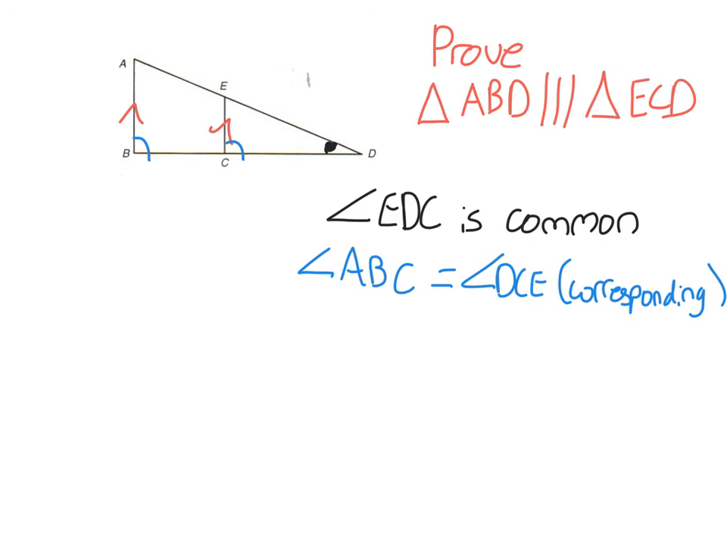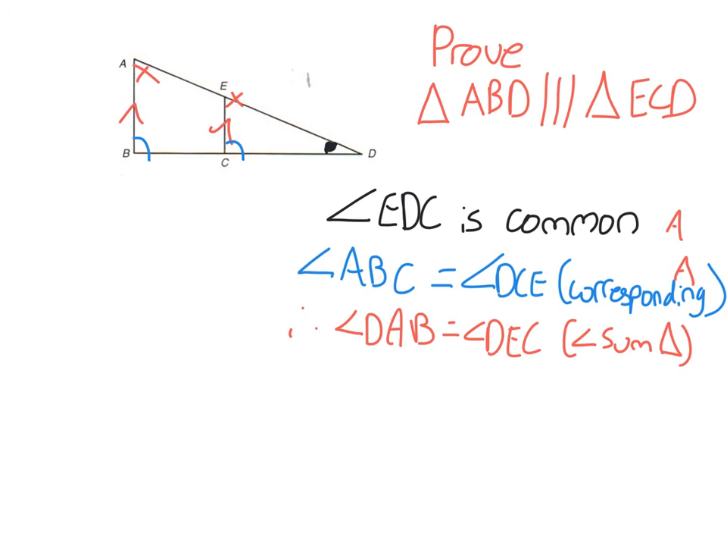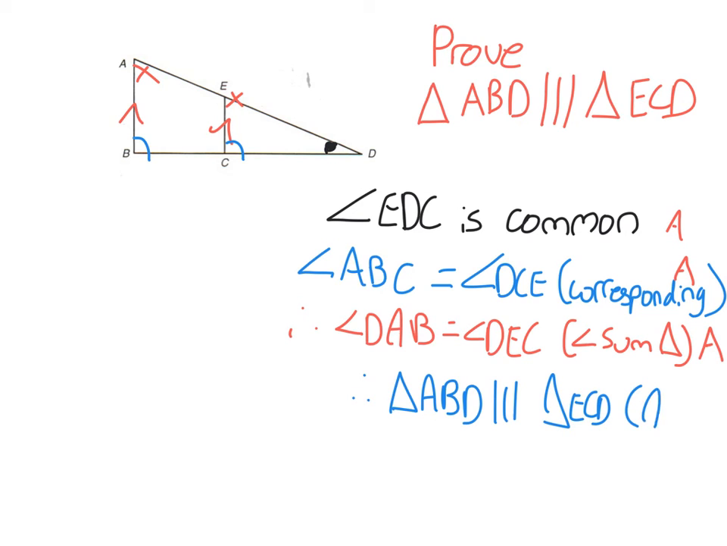So I've shown that there are two pairs of equal angles, and that means therefore that the other angle will be equal. So angle DAB, this angle here, is going to be equal to this angle here. They're also corresponding angles, but it wouldn't matter even if we didn't know that. They must be equal to each other because we have 2 pairs of equal angles. The third must also be. So I'm just going to write angle sum of triangle, and that's the third A. So therefore I've shown that triangle ABD is similar to triangle ECD, and the reason is AAA.